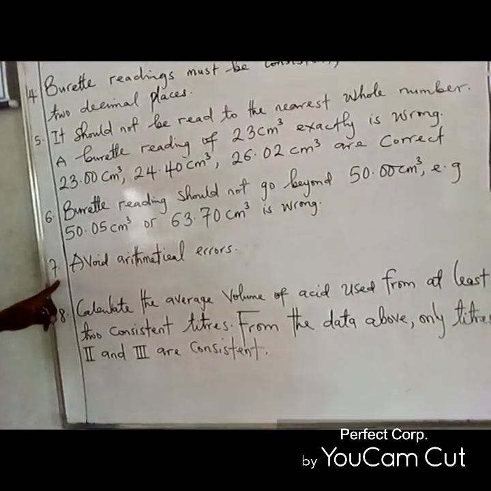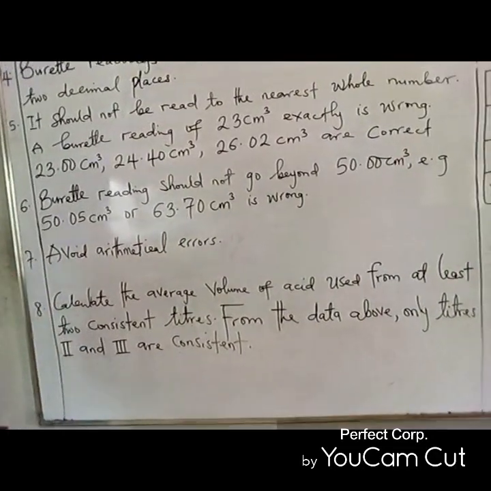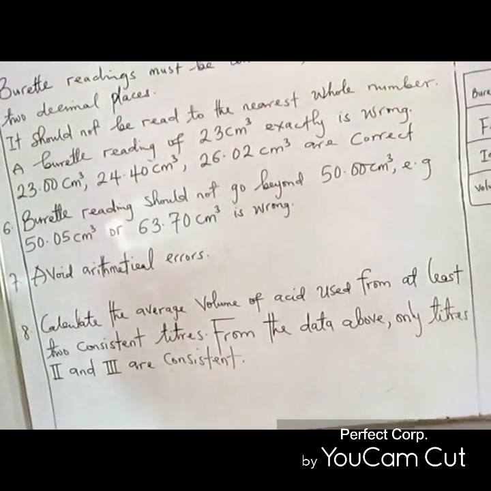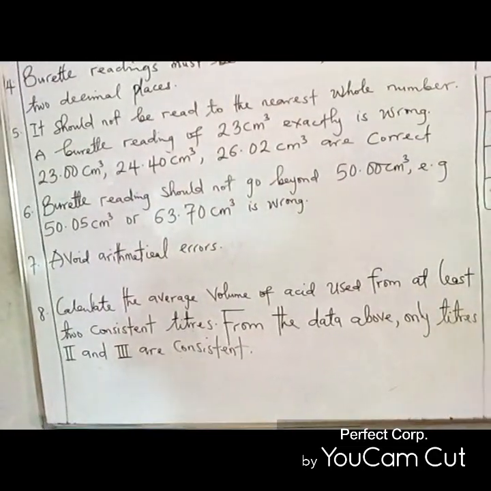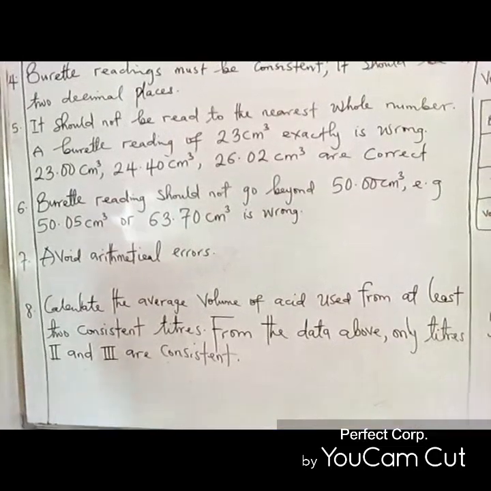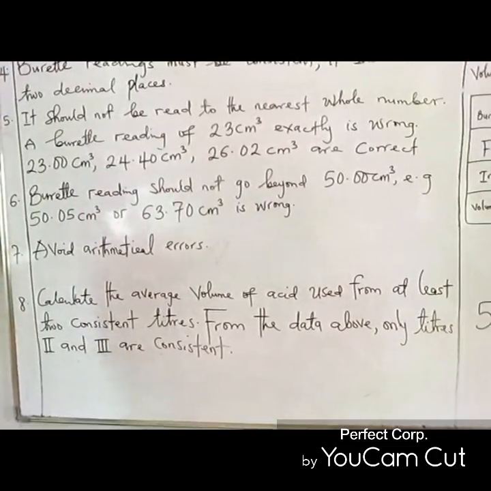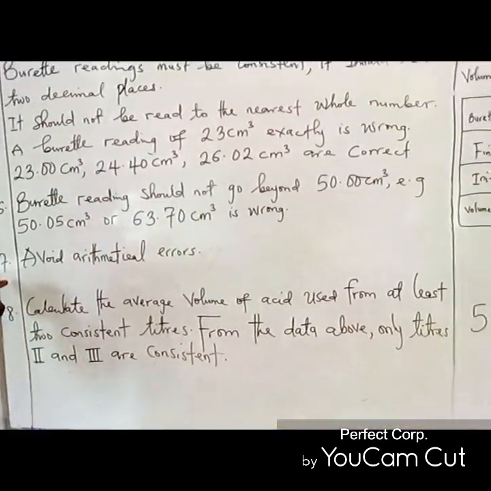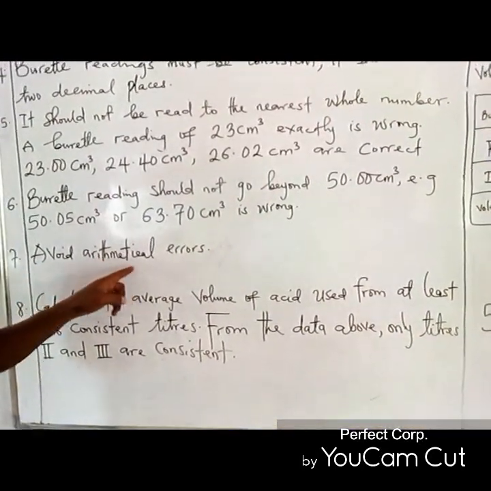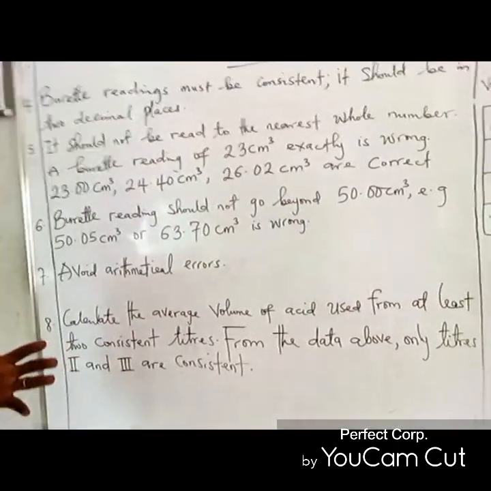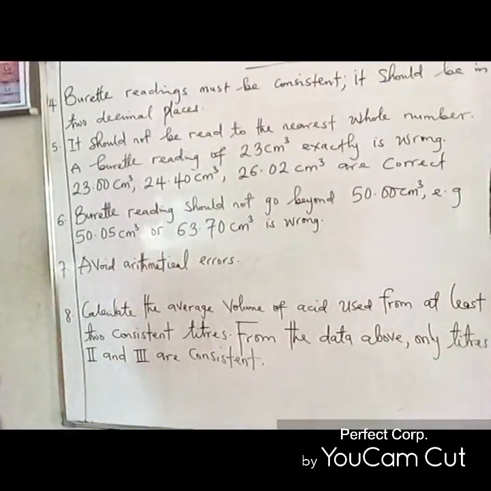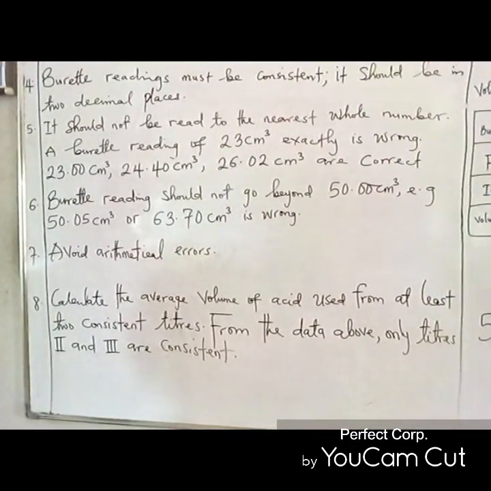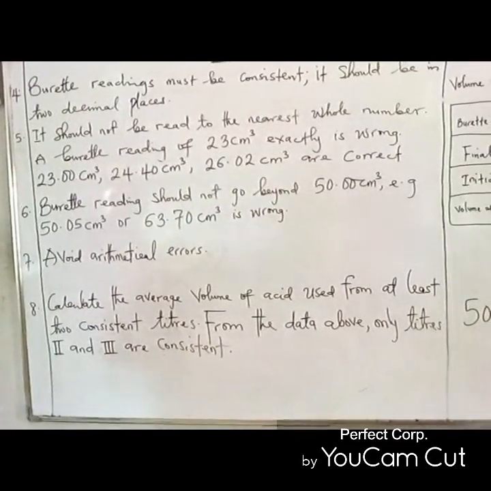Precaution number 7. Avoid arithmetical errors. It means when you are calculating in your acid-base titration practical, as a chemistry student, you need to be very careful. In fact, try not to make any error. That is what this precaution is trying to tell you. If you have time, you can still go back to cross-check your calculation. Go back to the burette reading, the table, and check all those titer values if they are accurate.